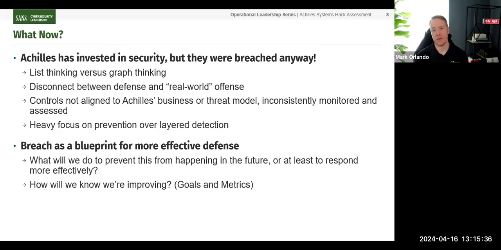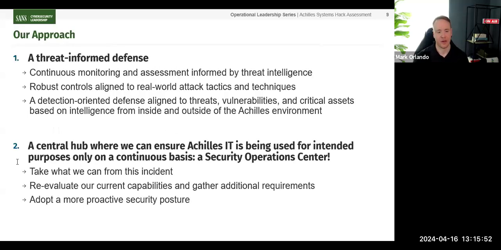We're also going to talk in a few minutes about how we can set measurable, specific goals and track our progress towards those goals, which is not always easy to do when you're talking about detections and investigations, right? Response. So here's our approach. Coming out of this incident, we need to adopt a threat-informed defense, meaning any monitoring, any assessment we want to do has to be informed by our understanding of our adversaries, their tactics and techniques, and it has to be constantly evolving and constantly improving, right?